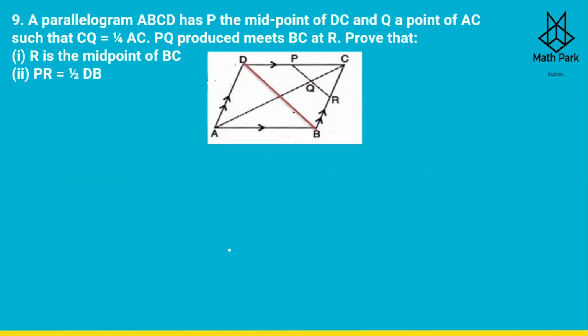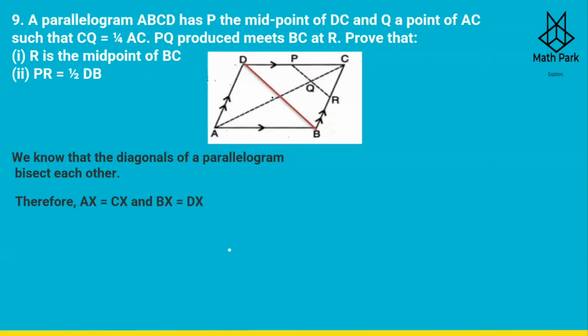Right? So let us take the diagonal BD, and the diagonals of a parallelogram bisect each other. So let us say they are bisecting at point X. So this is how you get AX is equal to CX and DX is equal to BX. These two parts you get equal because diagonals of a parallelogram bisect each other.